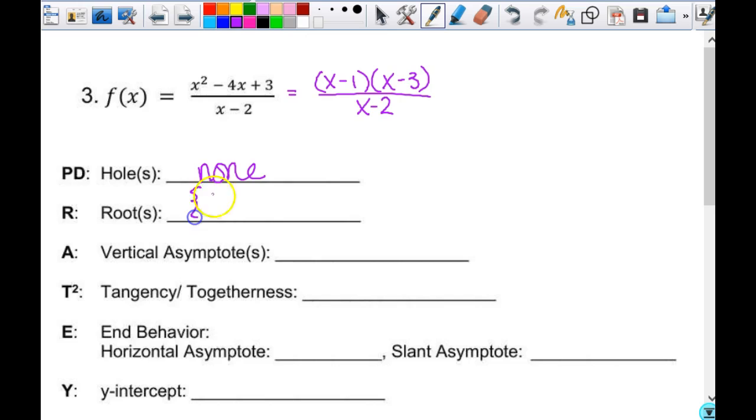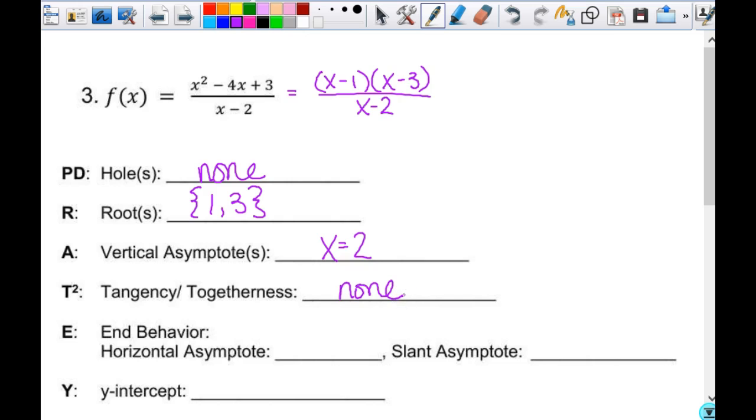I have 2 roots: 1 and 3. My vertical asymptote is x equals 2. Tangency, togetherness: remember, we are looking for the little squared, which should help give that away. We're looking for even-powered factors in the numerator or denominator. I don't have either one, so that is none.